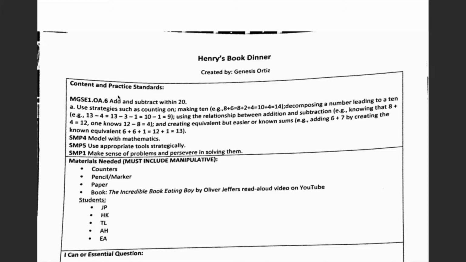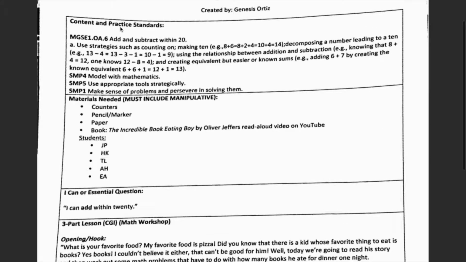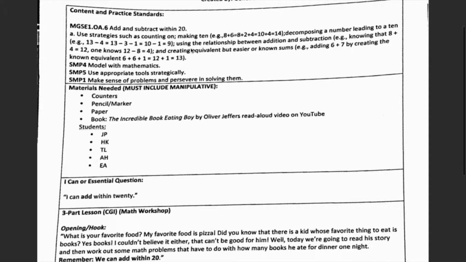Obviously, we have to know what we're teaching. So this content standard is MGSE1 OA6. You will learn sooner rather than later what the letters in the standard mean, but this specific one, the 1 is for first grade, OA is operations and algebraic thinking, and the number 6 means it's the sixth standard in the OA list of standards. This specific standard says add and subtract to 20.